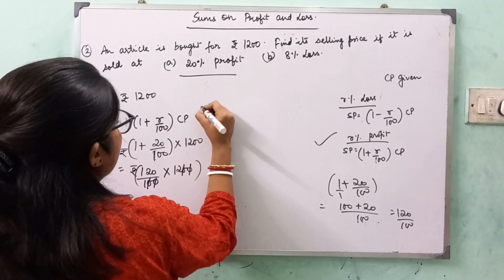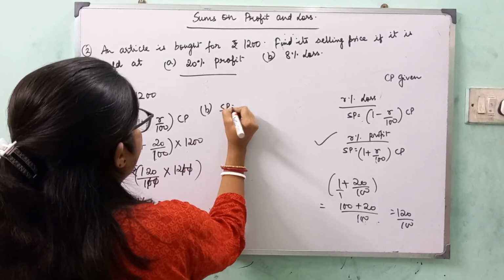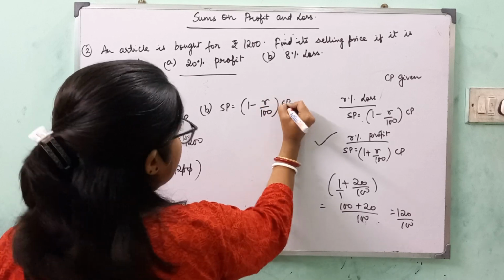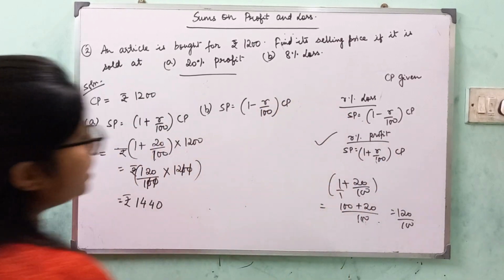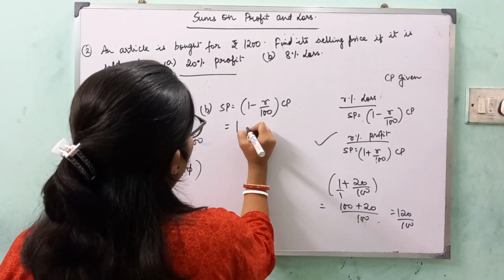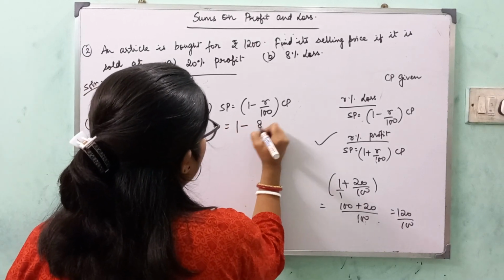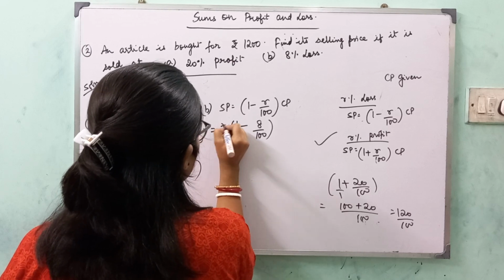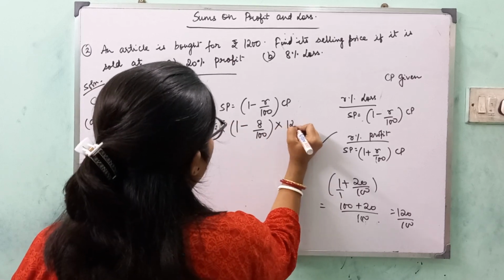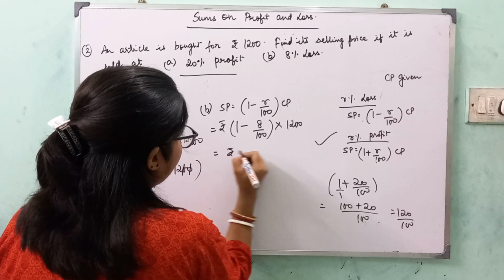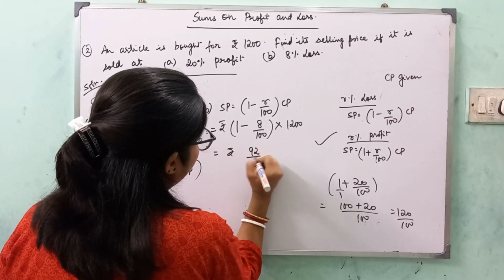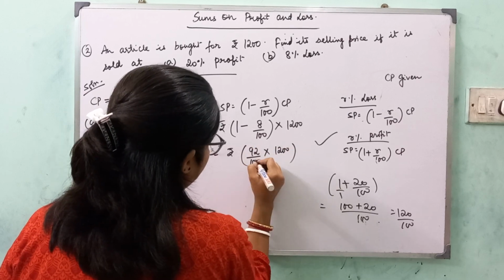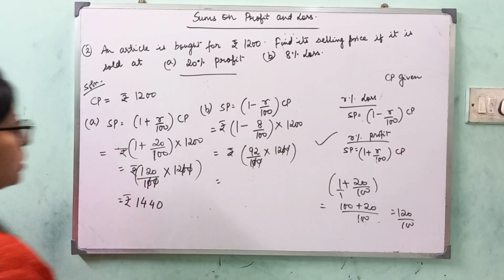Now B is, SP will be 1 minus R by 100 of CP. This is the case when there is a loss. So that is 1 minus 8 by 100 into 1200. That is rupees 92 by 100 into 1200.